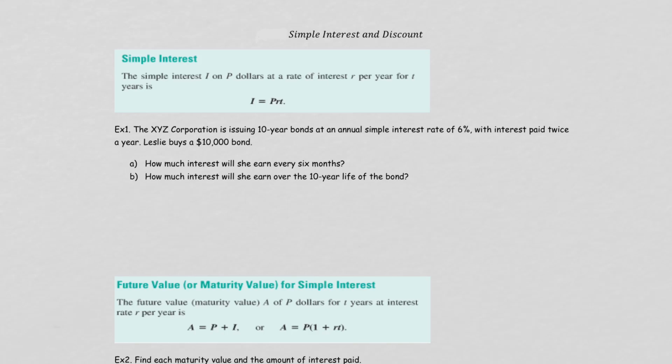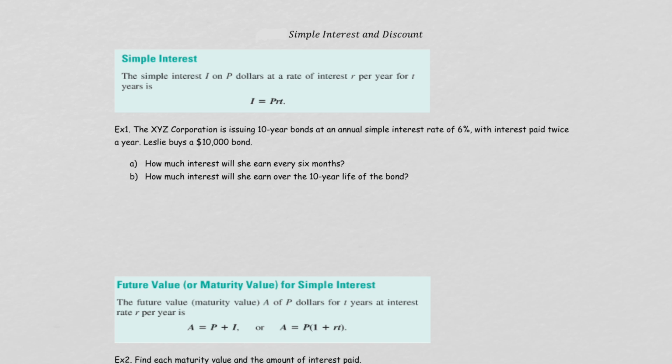In this section we're going to talk about the simple interest formula and some word problems involving interest formulas and discounts. The simple interest formula is I, interest, equals P, principal, times R, rate, times T, time in years. That's the formula you need to know in order to use simple interest.